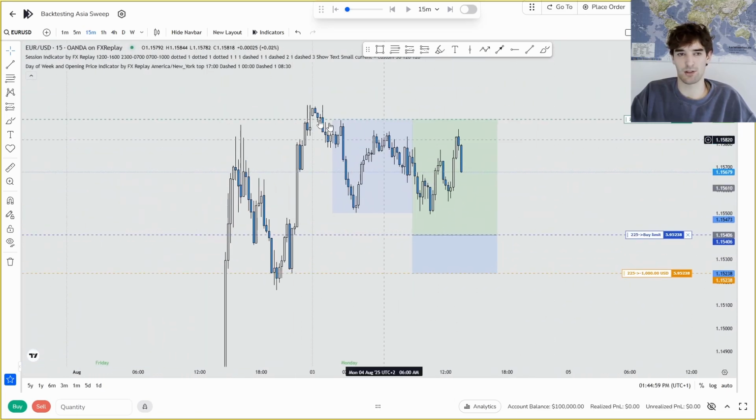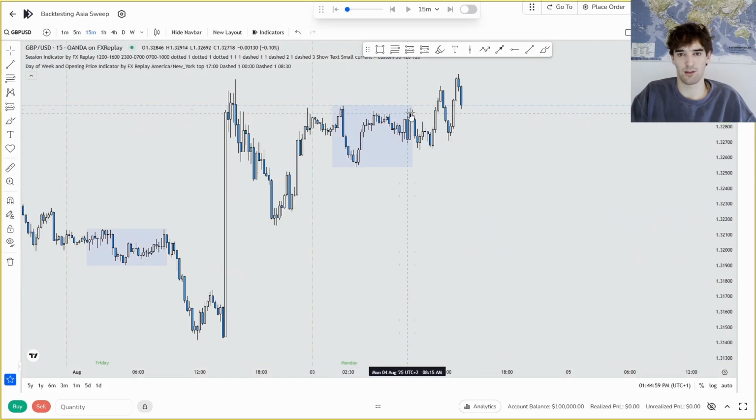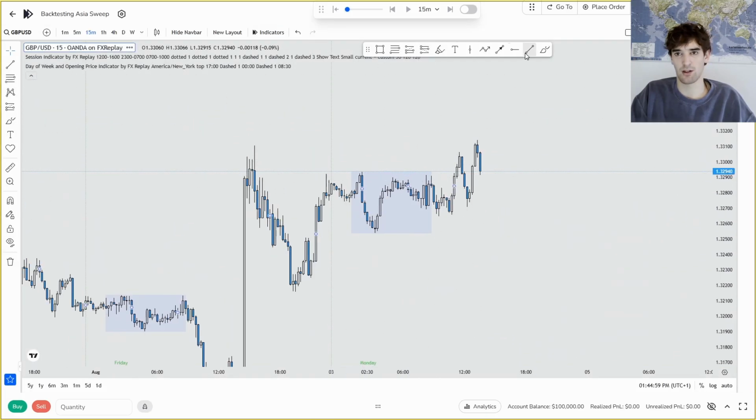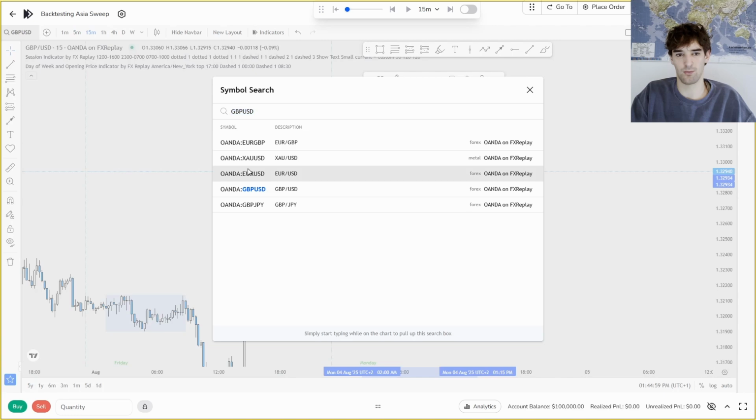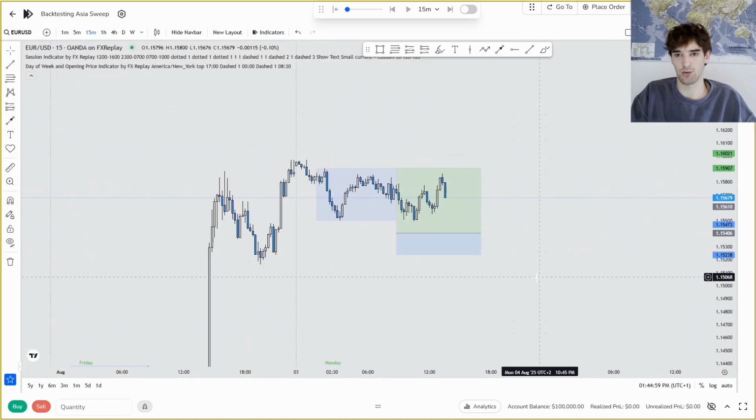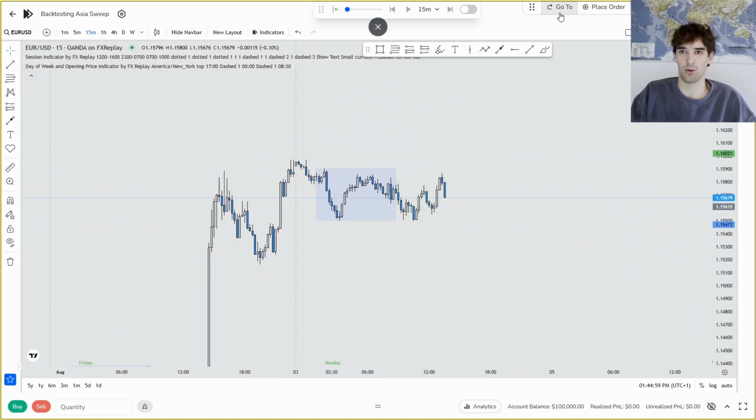We also have to look at GU to make sure it doesn't get... yeah, as we can see, GU took the high. This means that the trade gets invalidated on EU as well. So we just remove the order and go for the next day.